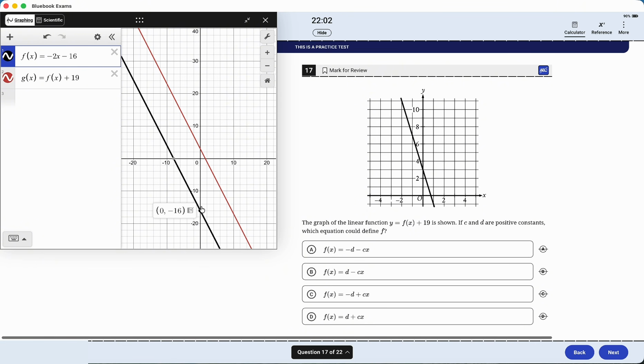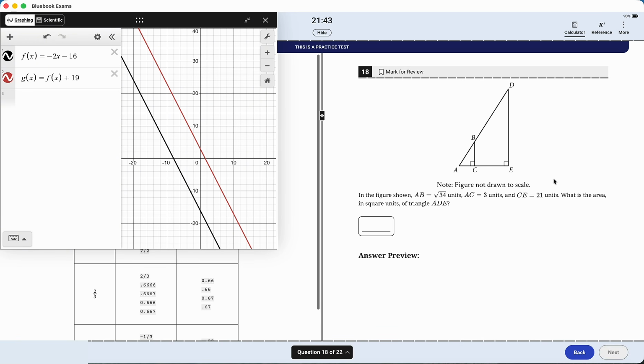The reason that's important is we have to understand that f is going to have negative slope and a negative y-intercept, because f is 19 units below this one, right? So we want the answer choice, because they don't give us numbers here, that has negative slope and negative y-intercept. So that's A. So hopefully that makes sense.